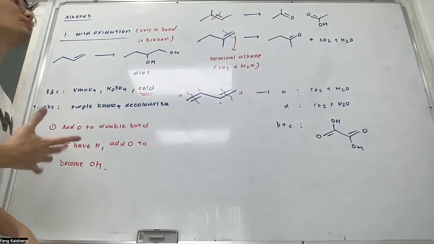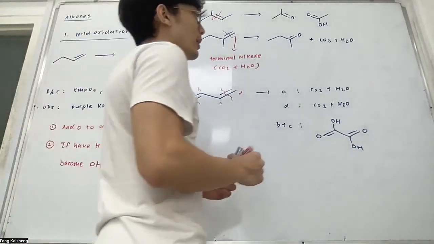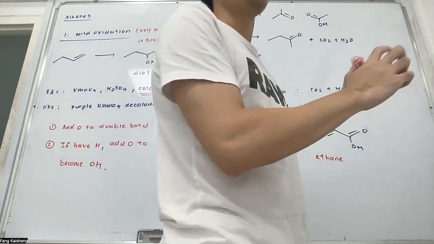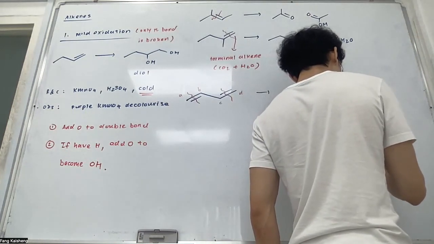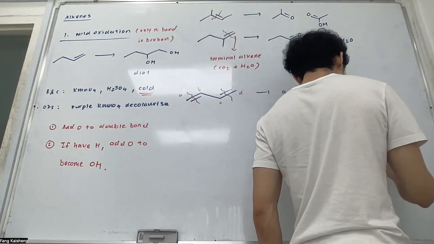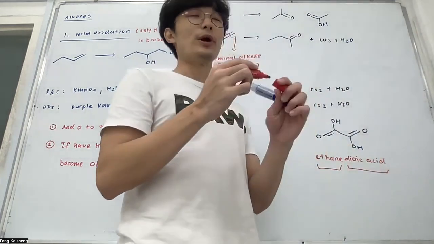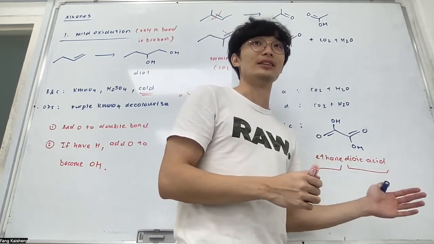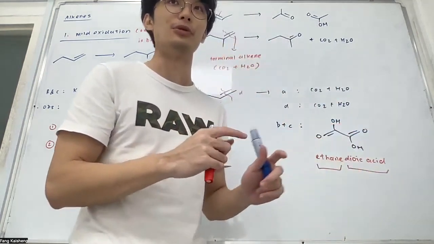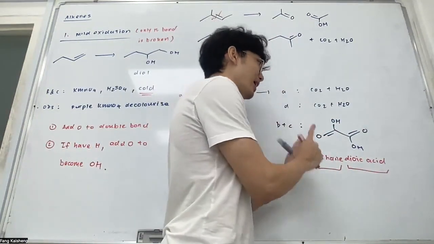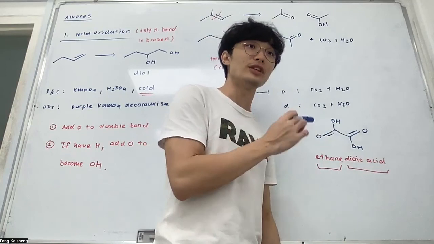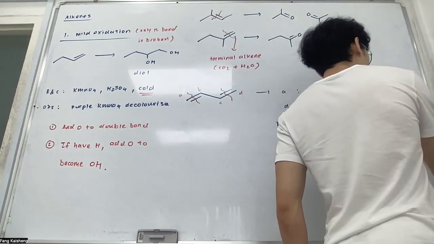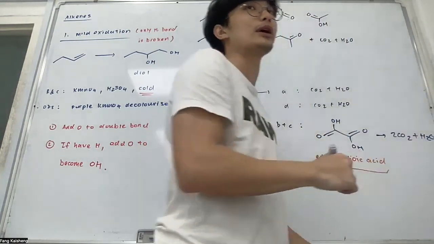Now guys, why is this a special case? Look at this structure very carefully. This structure is known as ethane dioic acid. Two carbons, agree? And then the next part is dioic acid, because we have two carboxylic acids, so it's di. You all need to know this name by heart, because the moment you see this product, you need to turn it into carbon dioxide and water. Two carbon dioxide, because there are two carbons.